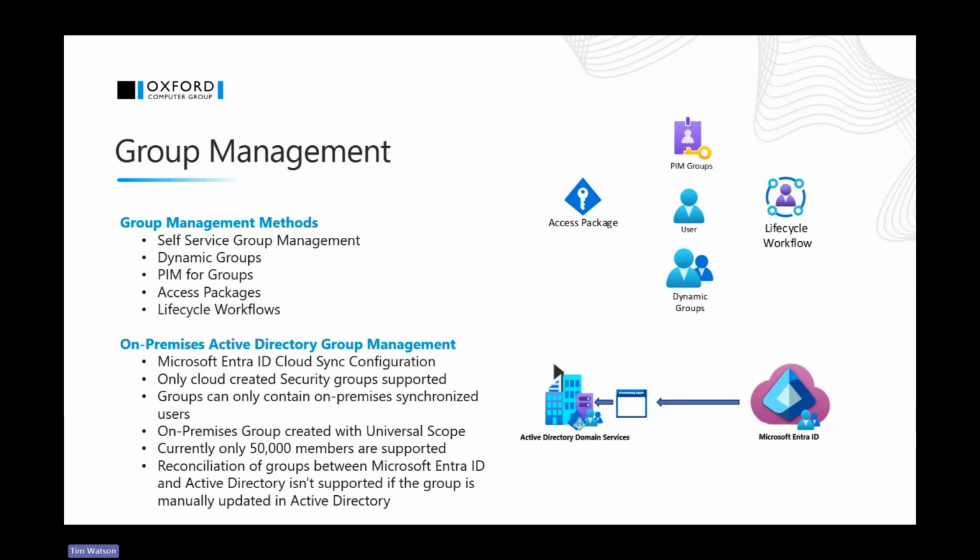But what if you only want to have someone request one group? An access package sometimes can have multiple groups in there as resources, and you don't want someone to have access to all those resources. So PIM for groups is a way to get around those one-off groups.